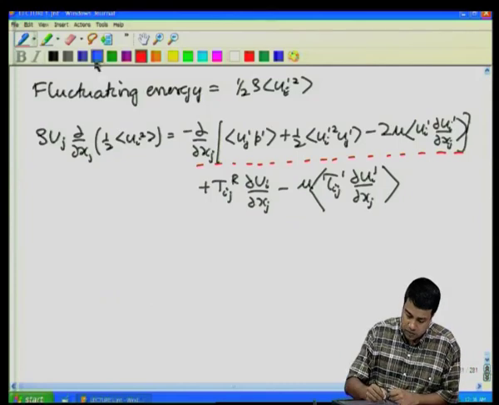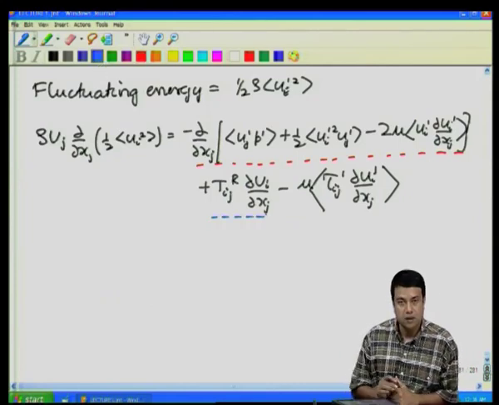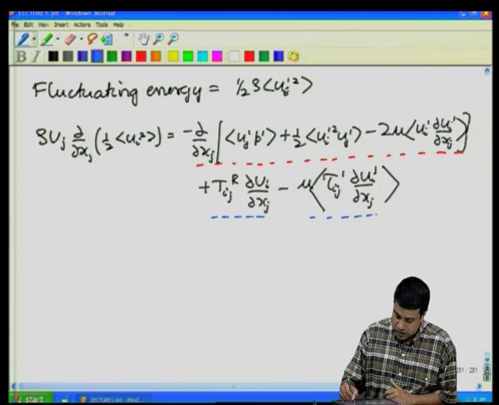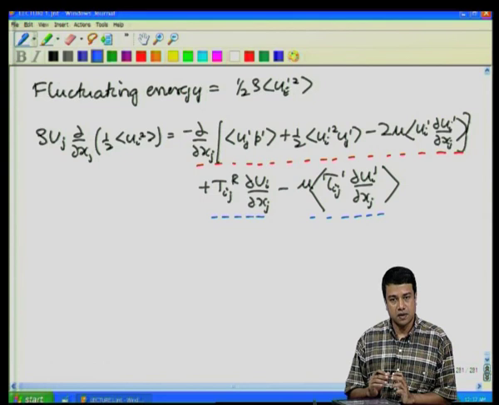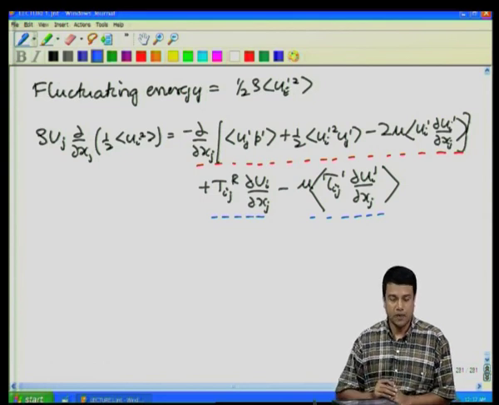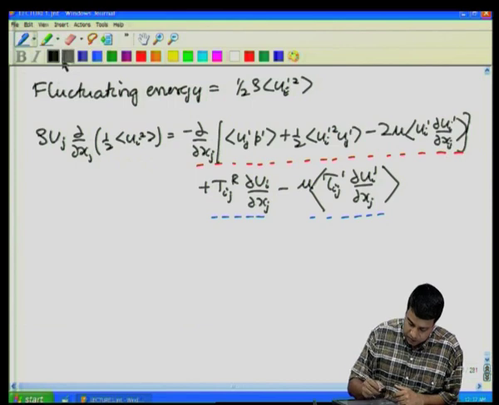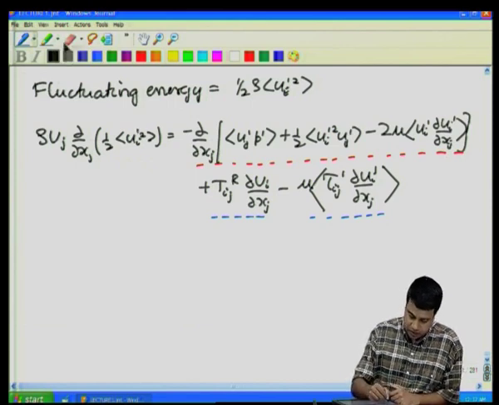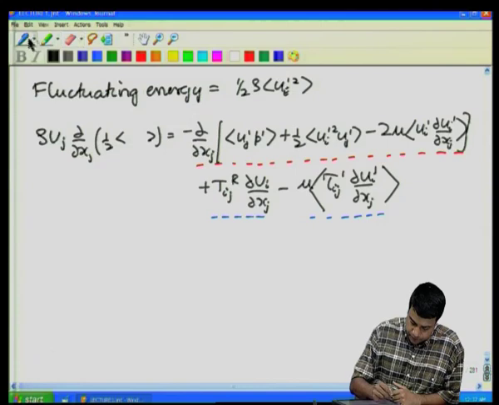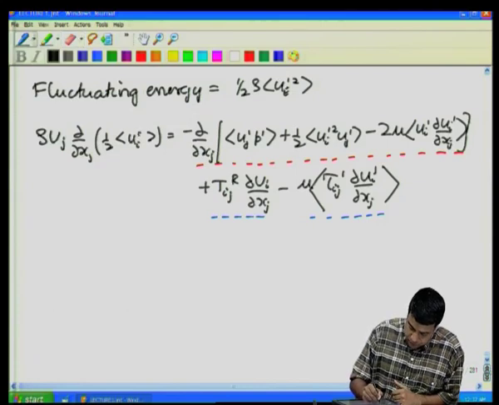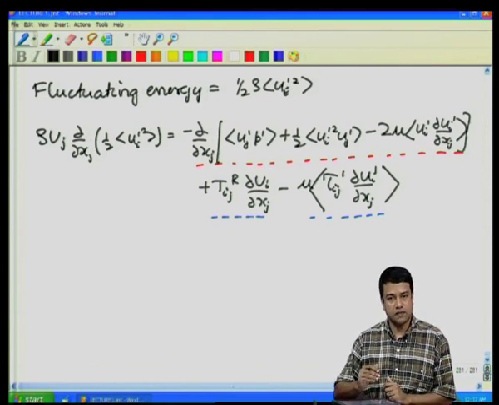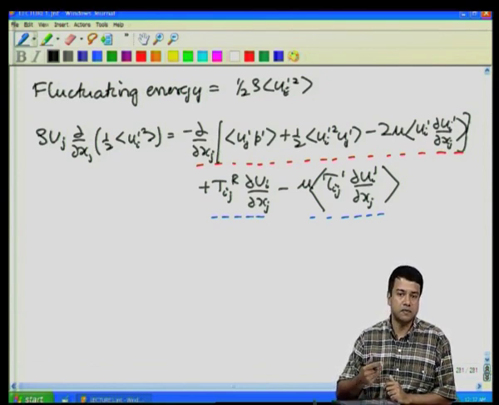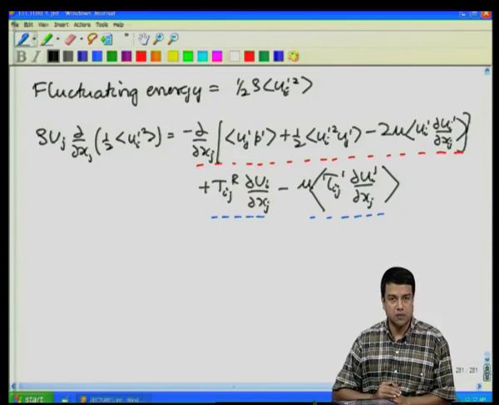The important terms are here, this one and this one. So, the left hand side is just the substantial derivative of the fluctuating energy. I should put this as half ui prime square here. Of the fluctuating quantities, the rate of change of the fluctuating energy, that is the energy in the fluid velocity fluctuations. There are two terms here, one is Tij times partial ui by partial xj.